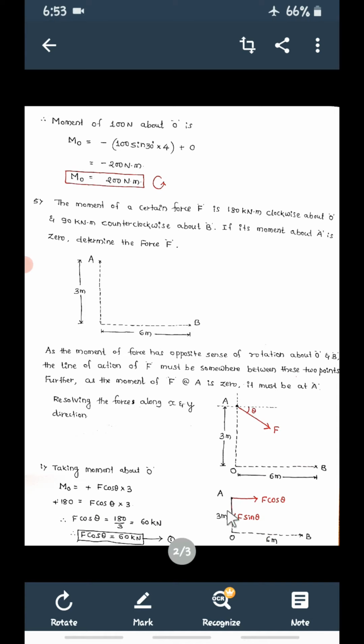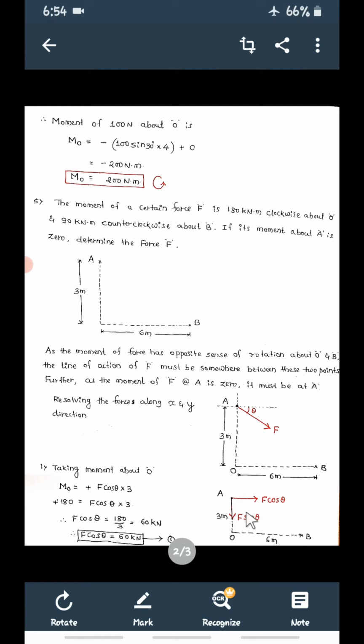Then what is the moment of this force now? With reference to B, this is going to produce anti-clockwise. So minus. So the moment of this force about B is minus F sin theta into, what is the perpendicular distance between this force and B? It is 6 meter.